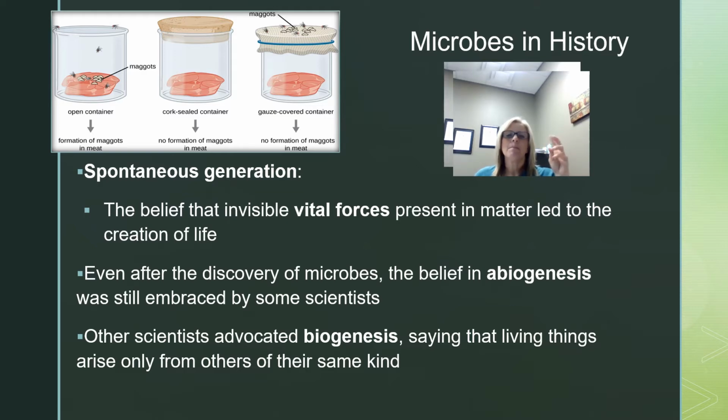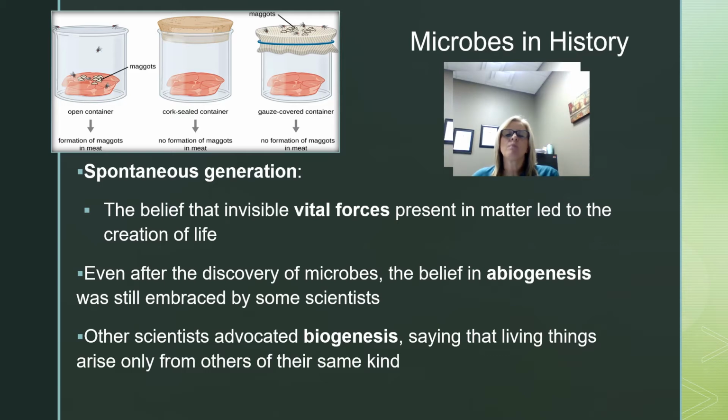Okay, so they observed that meat left out in the open would all of a sudden produce maggots, okay, or that rats and mice came from piles of litter. And so they thought that that was actually what produced them. They thought meat made maggots because they were not able to see the microscopic things that were going on.